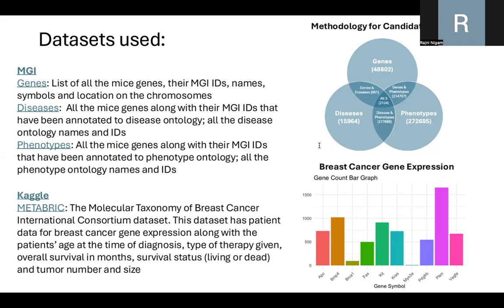In order to further correlate the final list of genes associated with breast cancer with outcomes, I also utilized the METABRIC dataset from Kaggle.com, which gave me gene expression data for breast cancer genes along with patient-specific information, including age, treatment methods, and overall survival.